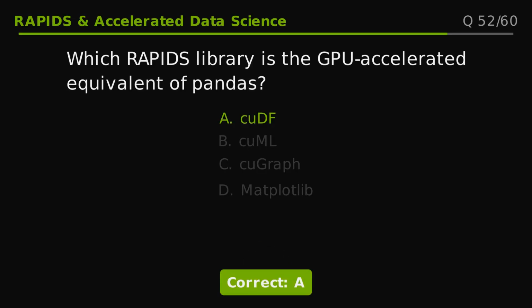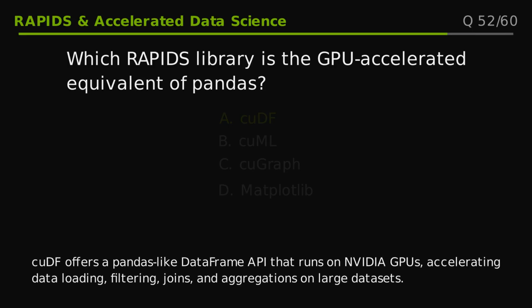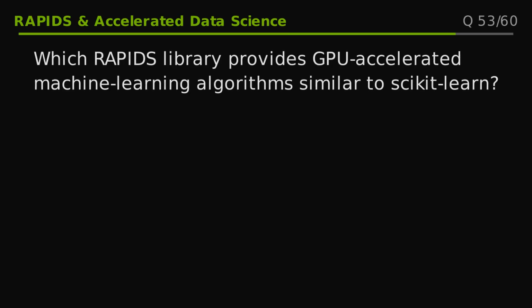The correct answer is A. cuDF offers a pandas-like DataFrame API that runs on GPU arrays, accelerating data loading, filtering, joins, and aggregations on large datasets. Question 53. Which RAPIDS library provides accelerated machine learning algorithms similar to scikit-learn? Option A. cuML. Option B. cuDF. Option C. Matplotlib. Option D. Flask.